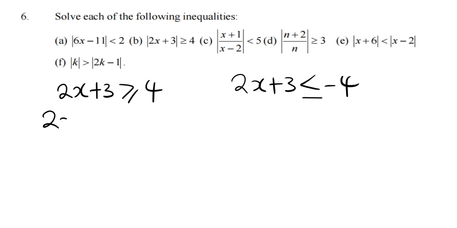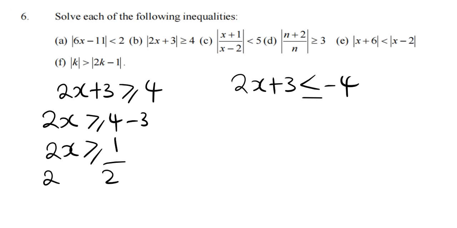So 2x is greater than or equal to 4. The 3 is going to go on the other side, it's going to be a negative. So I'm going to have 2x is greater than or equal to 4 minus 3, that is a 1. So I'm going to divide by 2 on both sides. So x is greater than or equal to half. So one of the values is half.